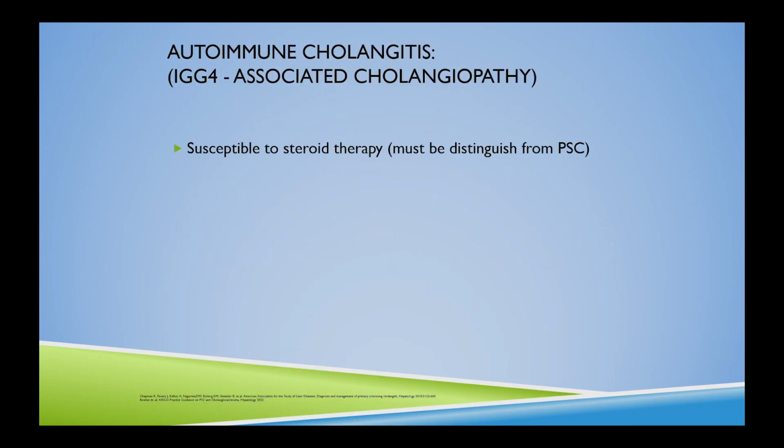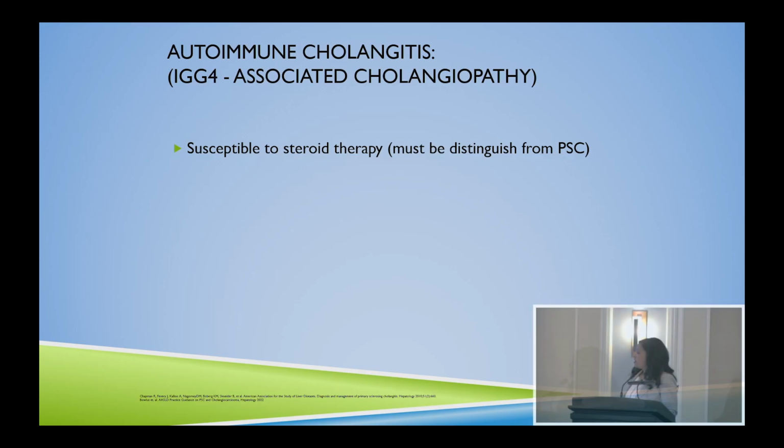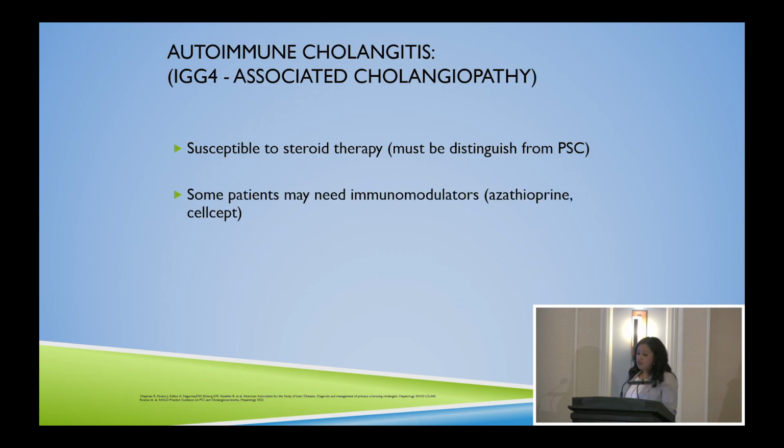There is an entity called IgG4-related cholangiopathy. This mimics PSC, except that patients with IgG4 cholangiopathy do respond to steroid. Their IgG4 is often elevated, in blood and also on biopsies. And the strictures that you see on MRCP or ERCP do improve with steroid. So this is completely different from PSC.